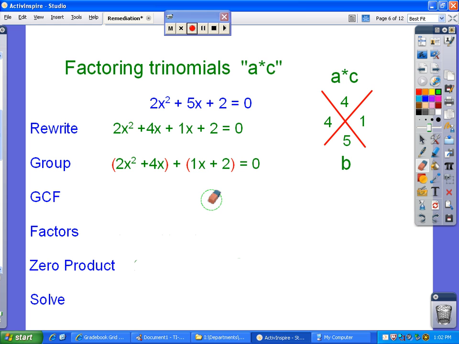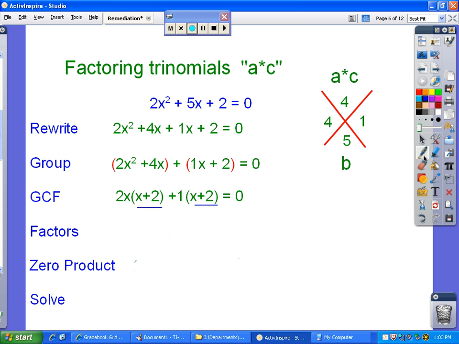Alright, if I'm going to factor out my GCF for 2x plus 4x, which is 2x, I'm left with 2x times x plus 2. For 1x and 2, my GCF is 1. You have to factor out something. So if they don't have anything in common, factor out a 1. So I end up with 1 times x plus 2 equals 0. At this point, I have to have my two terms alike. So I'm making sure these two are exactly the same.